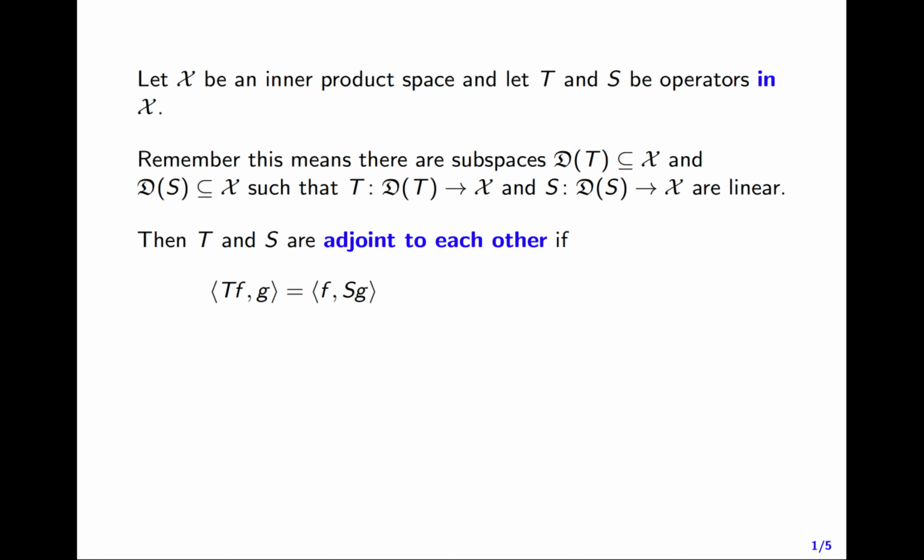And now we'll say that T and S are adjoint to each other if we have the following relation. If the inner product of TF against G is equal to the inner product of F against SG for all F in the domain of T and all G in the domain of S. That is, when I start out with the inner product TF on G, I can pop the operator T sort of over to G, but then T has to become S.